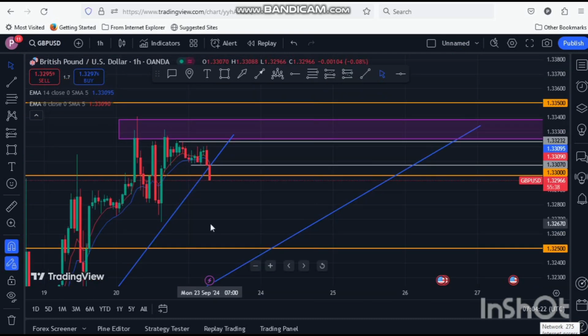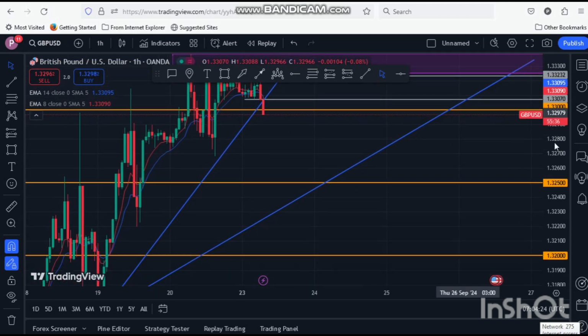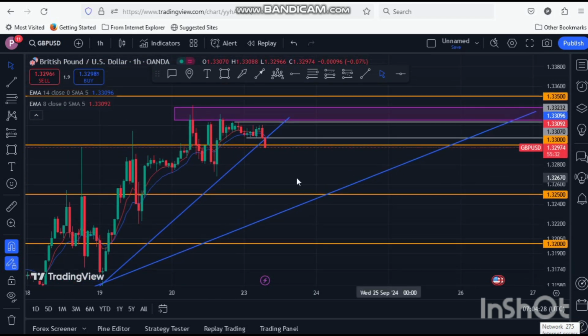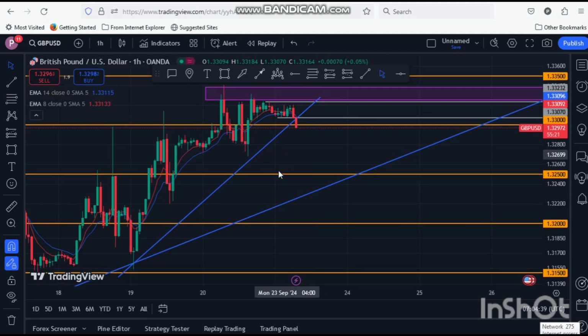Okay, so guys, you can see that the trend line has been broken. For those watching this video, there's not much liquidity today being Monday, but this trade is a very good one. It has broken my trend line on the 1 hour time frame, guys.